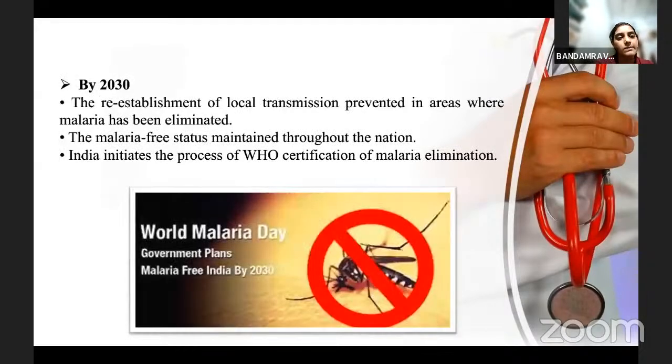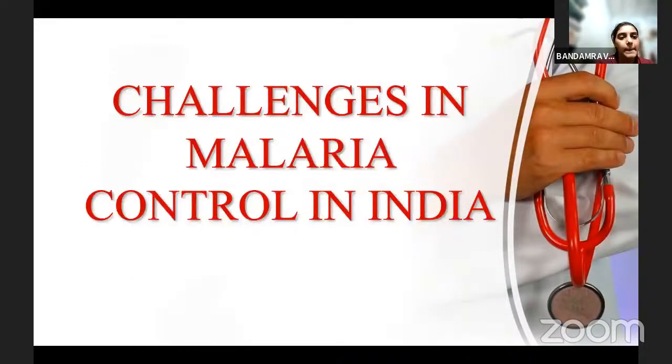Next one. By 2030, the re-establishment of local transmission is prevented in areas where malaria has been eliminated. The malaria-free status is maintained throughout the nation. India initiates the process of WHO certification of malaria elimination. Next, please. Challenges faced in malaria control in India.